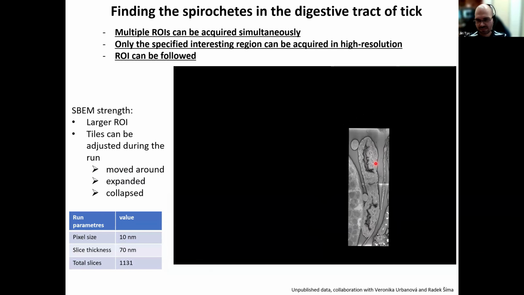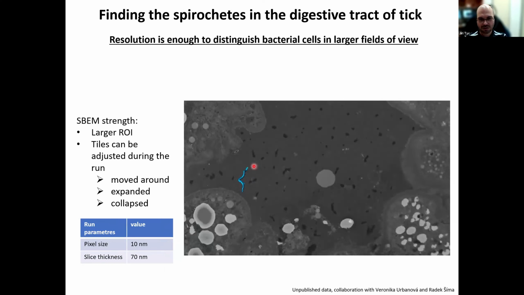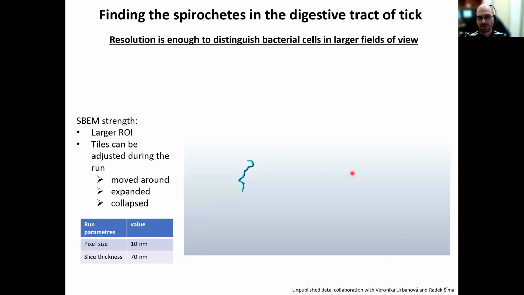And the power of 3D is this: when you look at the intestine here, there are a lot of dots. If you have just one line, you won't be able to tell what is what. But if you have a stack of images, you can connect these dots, and you realize that these dots are actually spirochete bacteria. So you're able to find the bacteria inside of the tick.